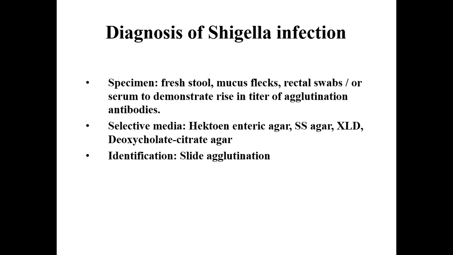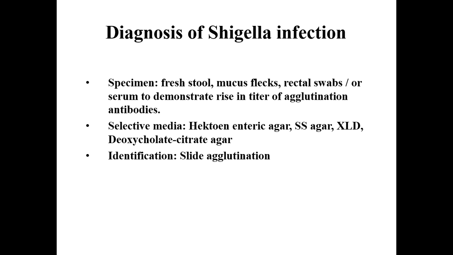Slide agglutination test. Because of biochemical variations, identification of Shigella is always confirmed by slide agglutination with polyvalent antisera. Then the species identification can be done by using group-specific antisera for serogroups A, B, C, or D. Serotypes under each species are further detected by using type-specific antisera.